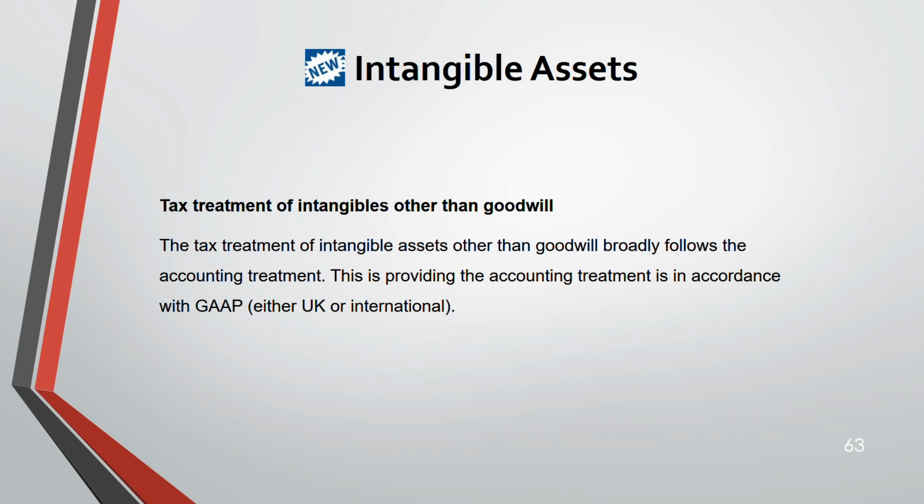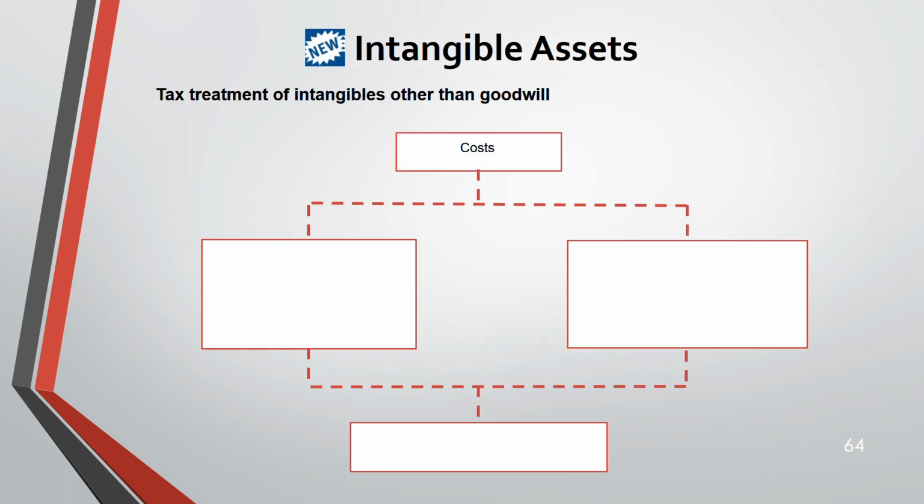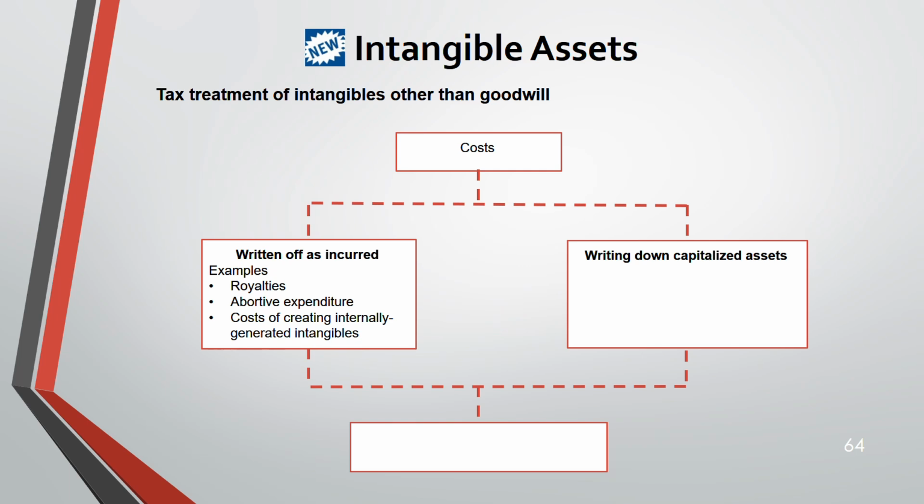So the tax treatment of intangibles other than goodwill follows the accounting treatment. Now, expenditure related to intangibles which has been charged in the company's statement of profit and loss will be allowable for tax purpose. It is written off as incurred. Examples: royalties, abortive expenditure, cost of creating internally generated intangibles. Now, these are capitalized. Okay, amortization of, so writing down capitalized assets, amortization of intangible assets, impairment losses, and all are allowable cost. No adjustments to net profits required.